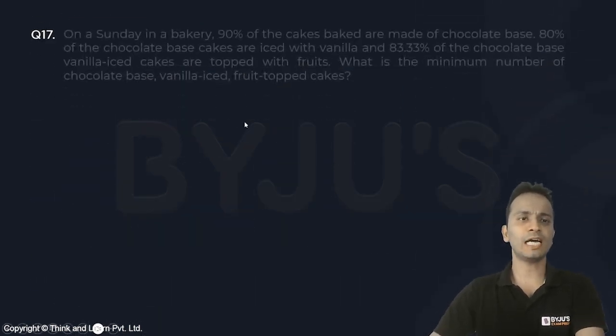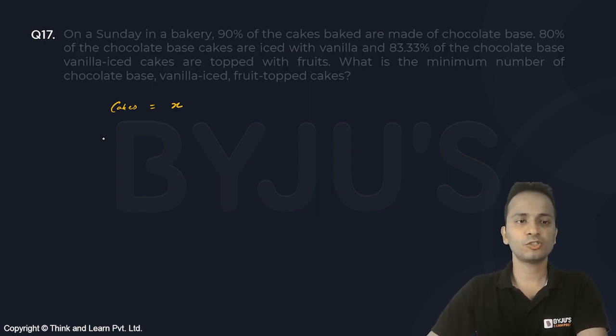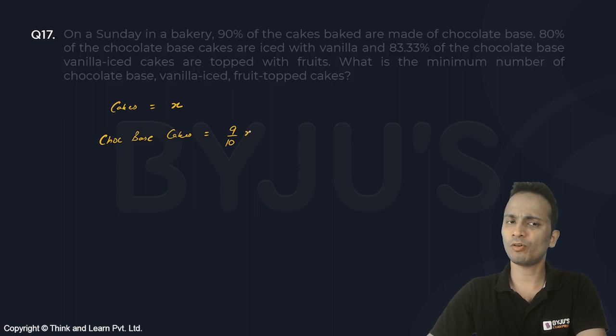Now, the question says that on a Sunday in a bakery, 90% of the cakes baked are made up of chocolate base. So if I assume the total number of cakes as X, okay? So chocolate base cakes is 90% of the total number of cakes, that means 9 by 10 of X. Done? This is the first thing.